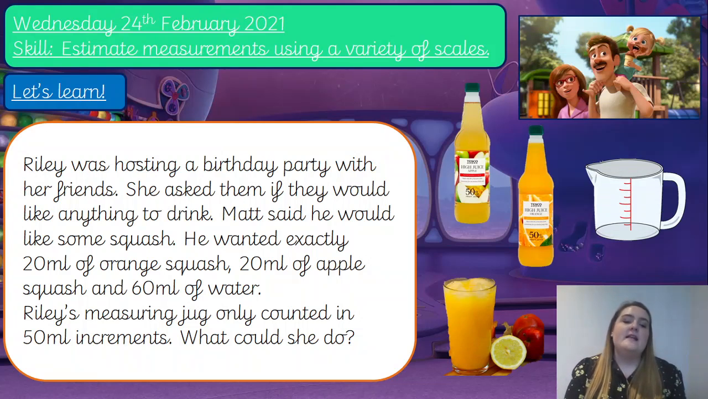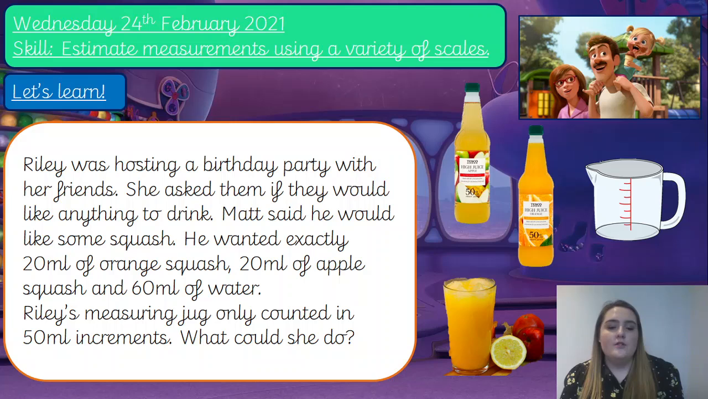Okay, so here is a bit of a problem for you now to get you thinking. Riley was hosting a birthday party with her friends. She asked them if they would like anything to drink. Matt said he would like some squash. He wanted exactly 20 millilitres of orange squash, 20 millilitres of apple squash and 60 millilitres of water. So he's very particular, isn't he, with that order there. Riley's measuring jug, however, only counted in 50 millilitre increments. What could she do? So she can't measure it exactly. What could she do? Okay, have a little bit of a hint, have a look at your skill. That might help you. And I would like you to pause the video and discuss this now, please.